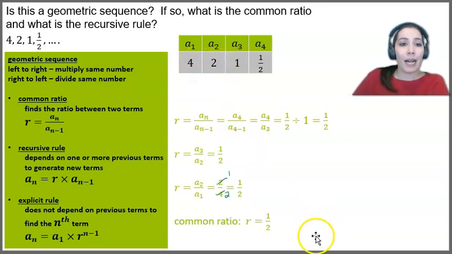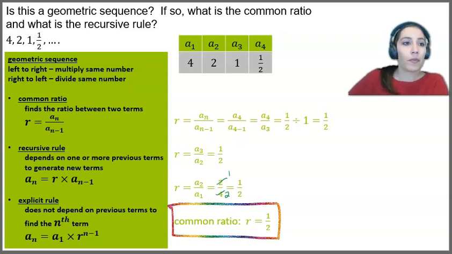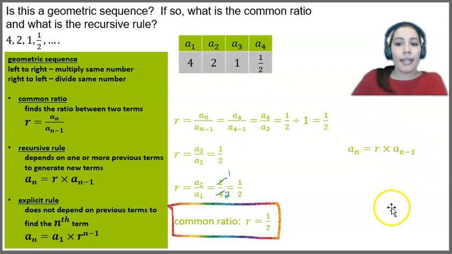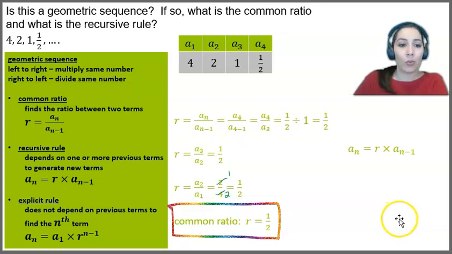Now that I have my common ratio, let's go ahead and figure out what the recursive rule is for this problem. So the formula for recursive rule is a sub n equals r times a sub n minus 1. And you can see on this problem that all we have to do is plug in our r, which we know is 1/2. So my a sub n is 1/2 times a sub n minus 1.